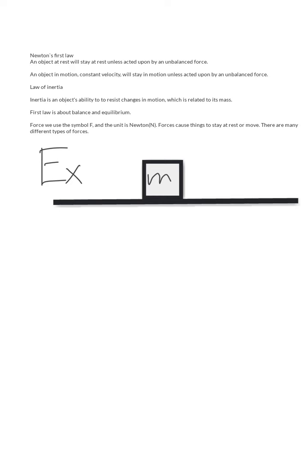Inertia is an object's ability to resist changes in motion, which is related to its mass, which is right here, the definition right here.